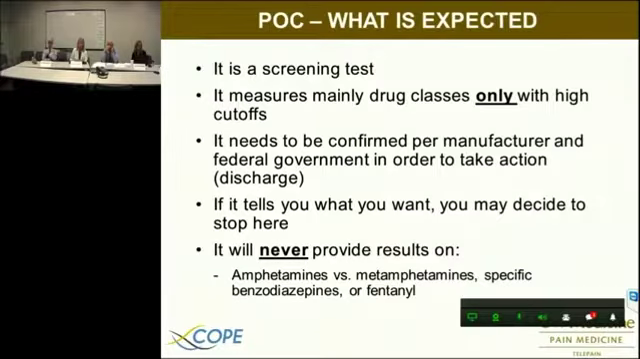And a lot of people, for cost considerations, do stop there. Because at our institution, a full panel that we run, and in our clinic we do confirmatory testing because of our patient population, can run in the $700, $800 range if you don't have insurance. Some insurances don't want to pay for them, but the point of care doesn't provide clarification on amphetamines versus methamphetamines, specific benzodiazepines, or fentanyl. So you may need to do a more specific test depending on what substances you're looking for.